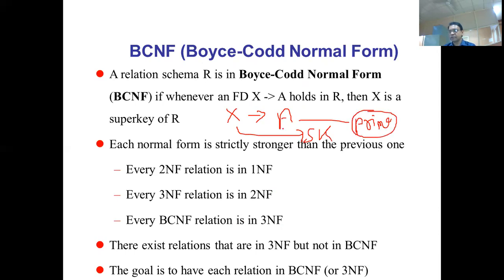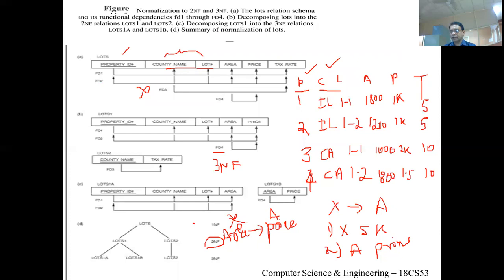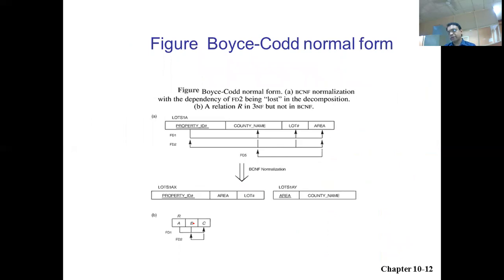A is a prime attribute is absent. If we have a functional dependency X determines A in a relation schema, then X should be a super key. The second condition is absent. That is given here: Boyce-Codd normal form disallows condition B. That is the only difference between the definition of third normal form and Boyce-Codd normal form. We don't have the second condition. Now we check one more example. Say the same lots 1 relation, but we are adding one functional dependency over here.